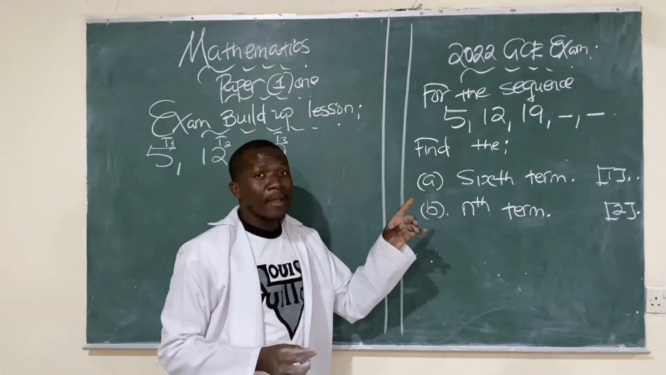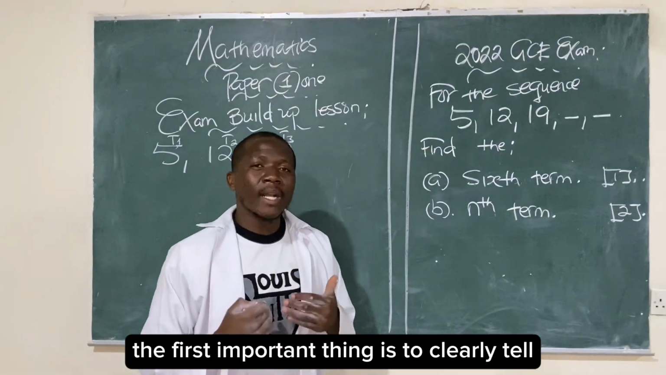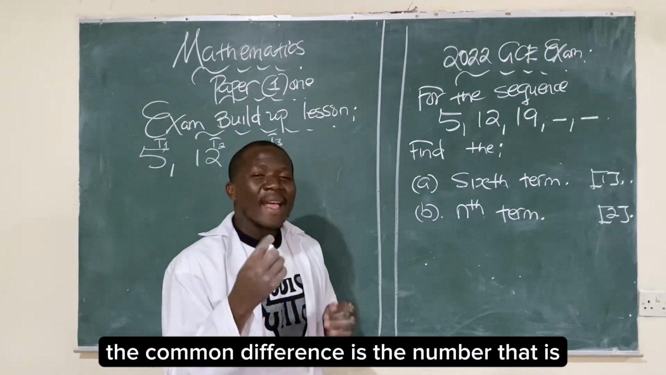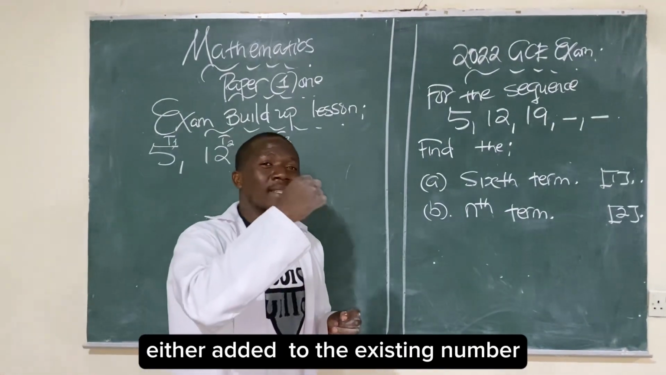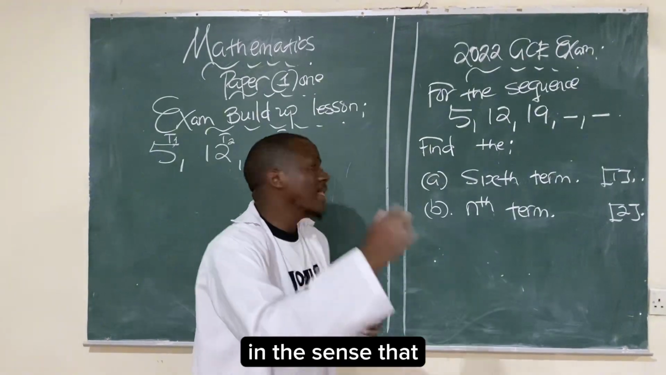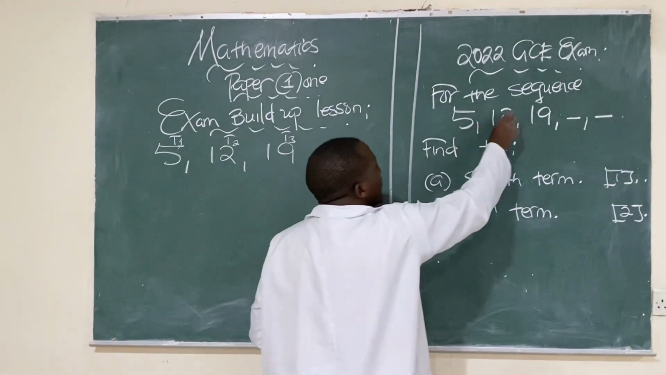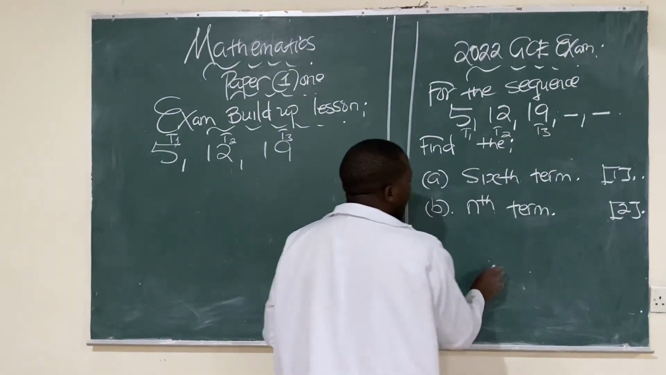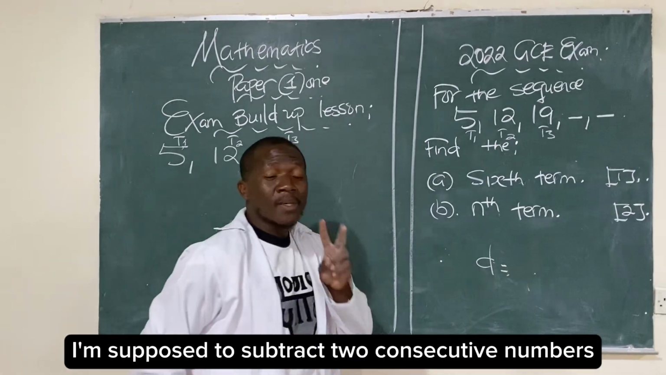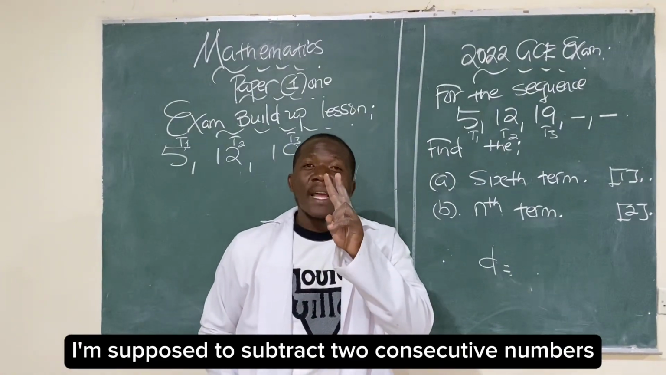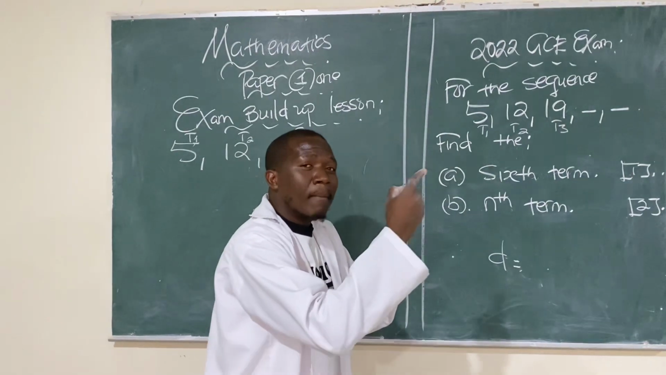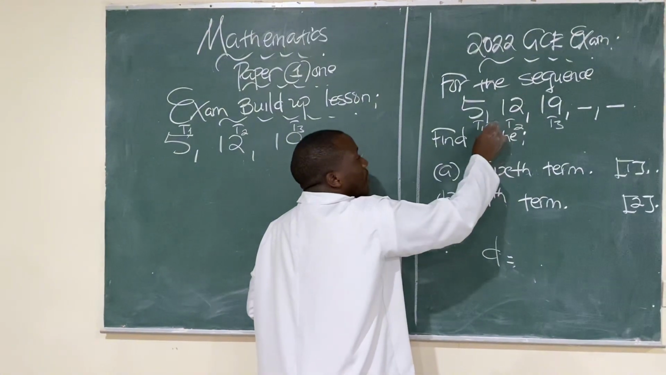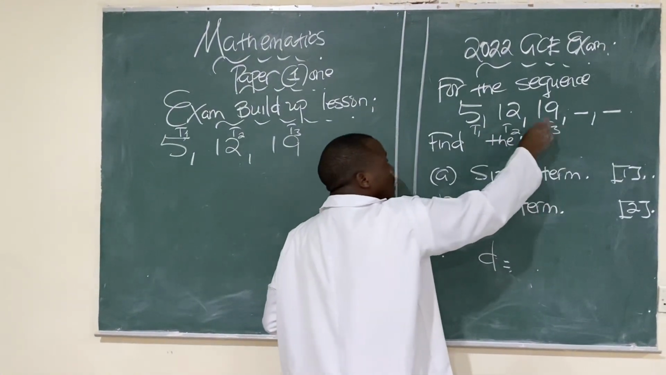Find the 60th term. The first important thing is to clearly tell the common difference. The common difference is the number that is added to the existing number to get the following number, in the sense that if this is 5 and this is 12, this is T1, this is T2, this is T3. If I want the common difference, I'm supposed to subtract two consecutive numbers, the number that is ahead minus the number that was before. It means if I pick T2, I should subtract T1. If I pick T3, I should subtract T2.